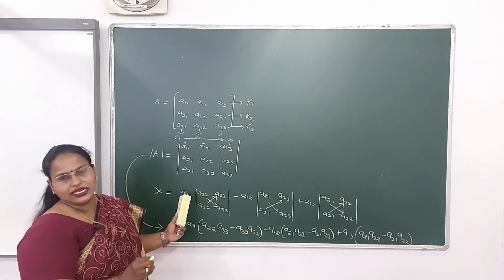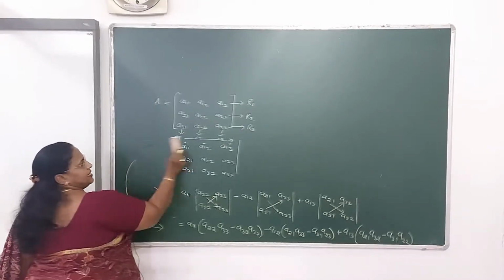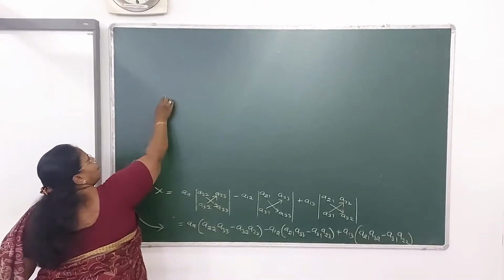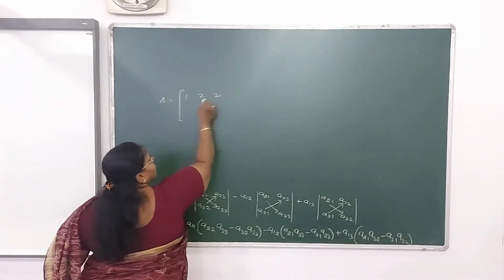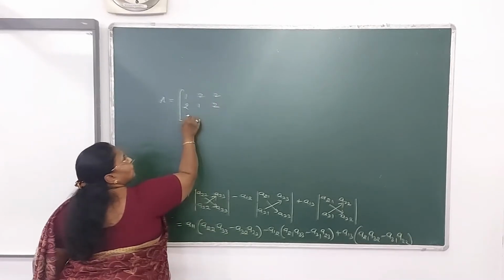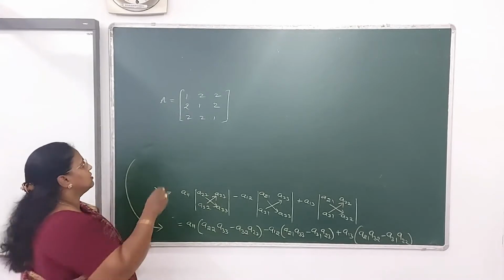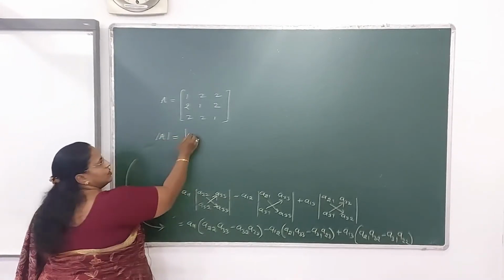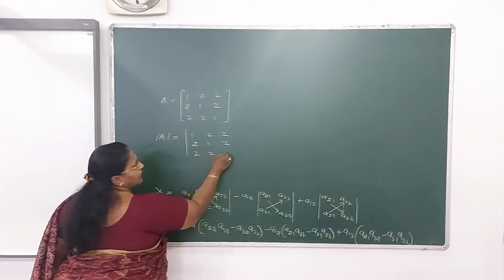Now let me take an example and let me again explain this. Okay, so let's take an example. Consider a square matrix of order 3. So let the elements be 1, 2, 2, 2, 1, 2, 2, 2, 1. Now what about the determinant value of this? So determinant of A will be equal to determinant 1, 2, 2, 2, 1, 2, 2, 2, 1.